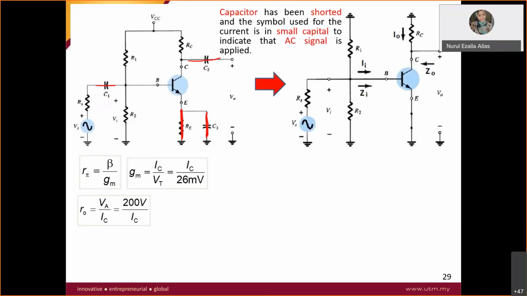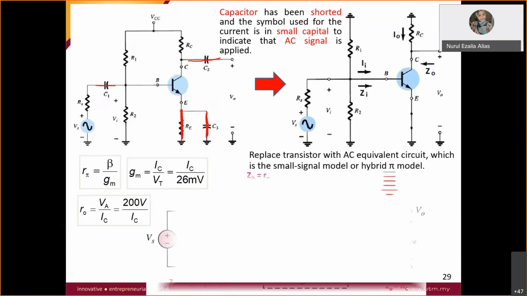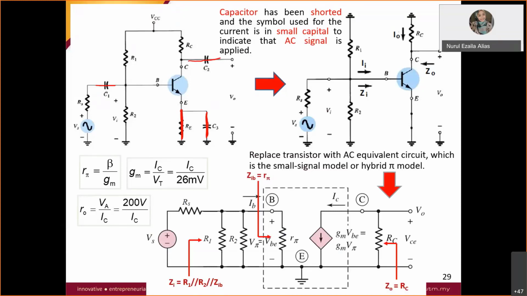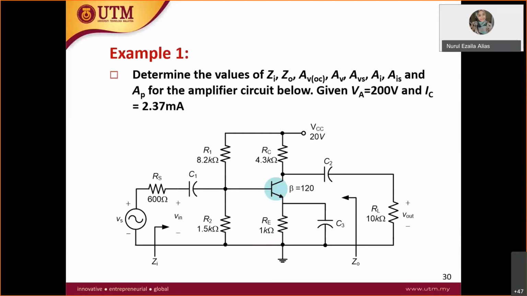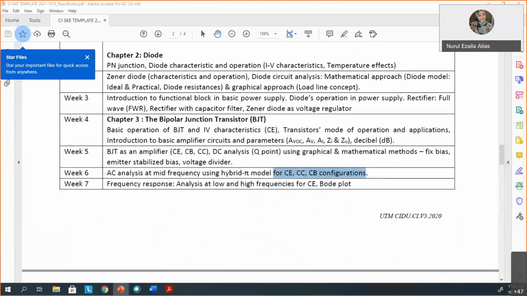So first step, capacitors all shorted. And then the symbol used for the current is in small signal analysis. Everything you have to put it. Finally, you will get the AC equivalent circuit like this. That is how you do it. I will do the simplification of this circuit by using this example. For this first example, we will do it together, but I might expect you to do the example on your own.